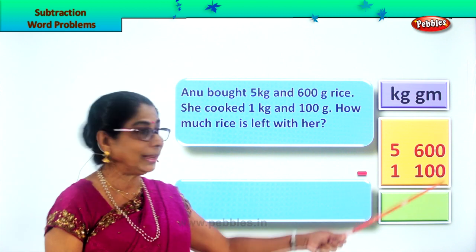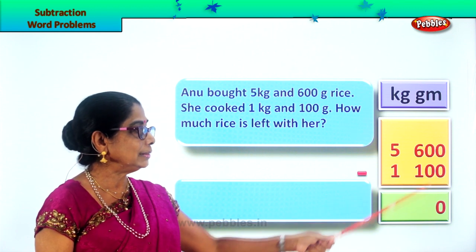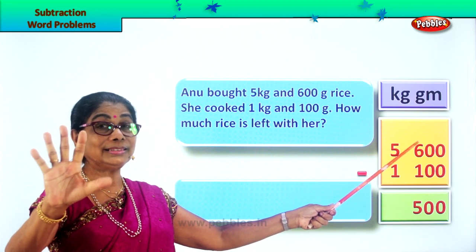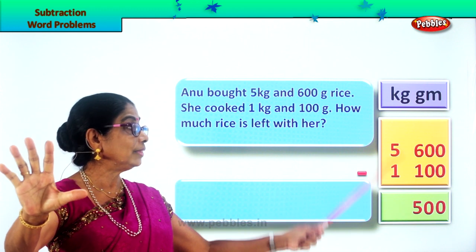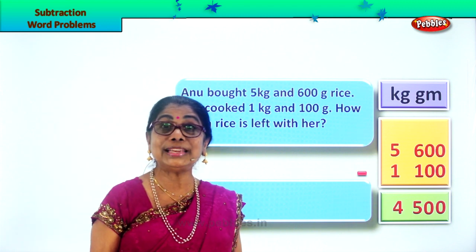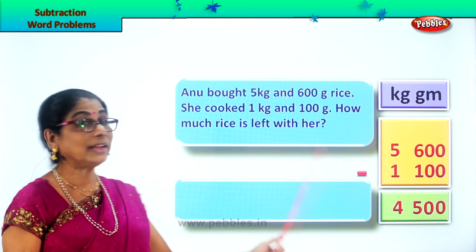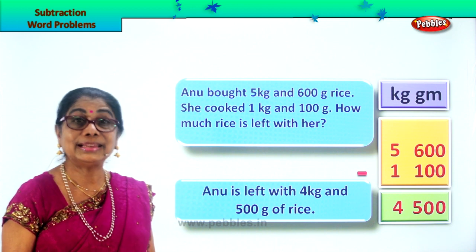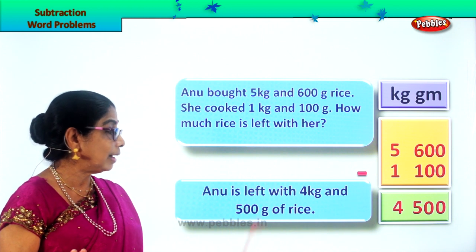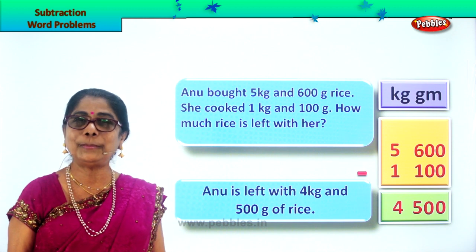Okay, let's do the working. 0 minus 0, 0. 6 take away 1, 5. 5 take away 1, 4. So she has 4 kg, 500 grams of rice with her. How much rice is left with her? Anu is left with 4 kg, 500 grams of rice at home. Did you enjoy subtraction word problems? Good.